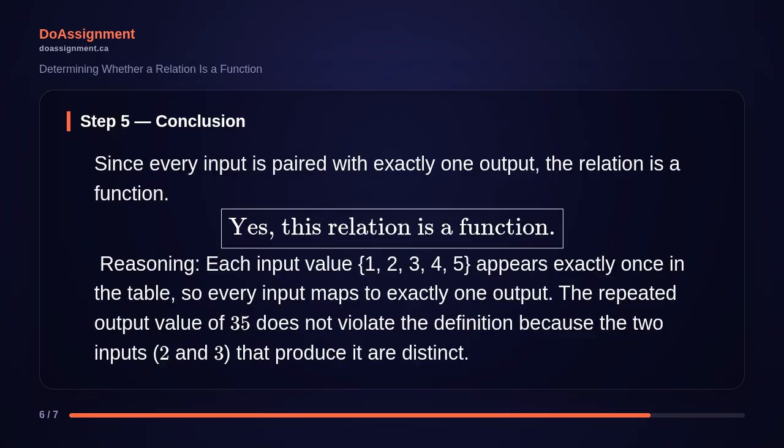We can now state our conclusion. Yes, this relation is a function. Every input value in the domain 1, 2, 3, 4, and 5 is paired with exactly one output. The fact that two different hours both resulted in 35 items does not break the rule. The relation satisfies the definition of a function.